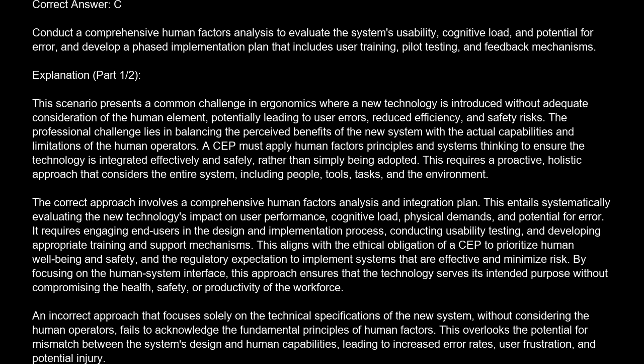mechanisms. This aligns with the ethical obligation of a CEP to prioritize human well-being and safety, and the regulatory expectation to implement systems that are effective and minimize risk. By focusing on the human-system interface, this approach ensures that the technology serves its intended purpose without compromising the health, safety, or productivity of the workforce.